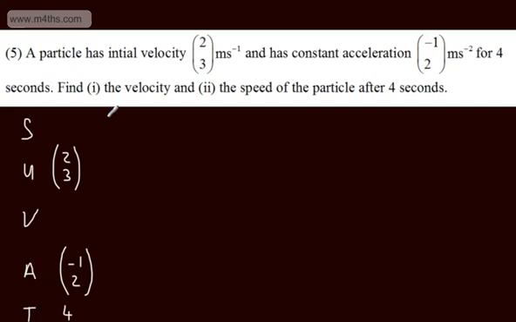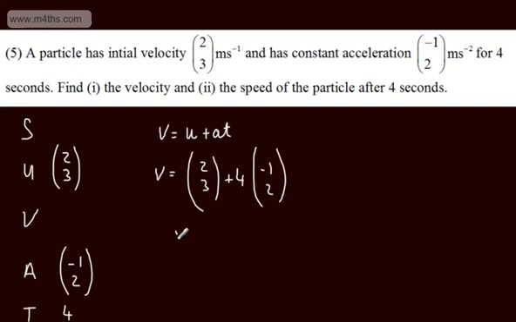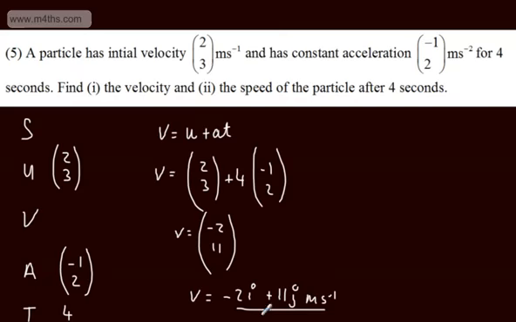So what we want to do is find the velocity. Well, we know from our previous work, v is equal to u plus at. So we can say now v is going to be equal to the u, which is 2, 3, plus the acceleration times by the time. So plus 4 lots of minus 1, 2. So what's that going to give me? My velocity vector now is going to be 2 minus 4, which is minus 2, and then that's going to give me 8. 8 plus 3 is 11. So we could say now that this is going to be minus 2i plus 11j, and that's going to be meters per second. So that is the velocity.